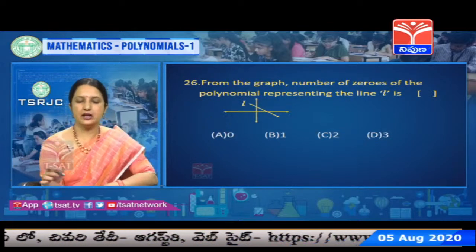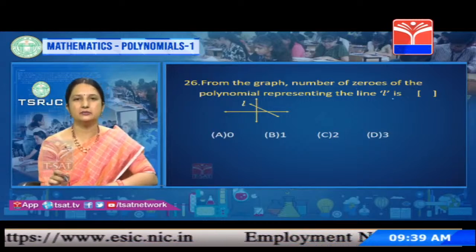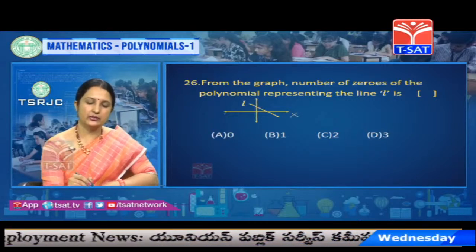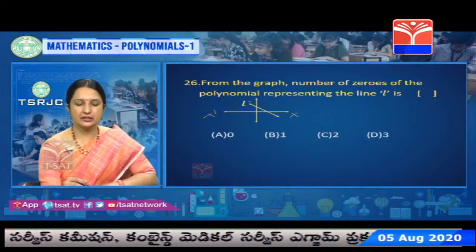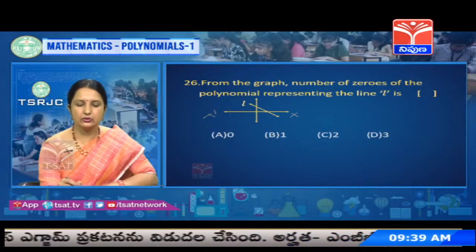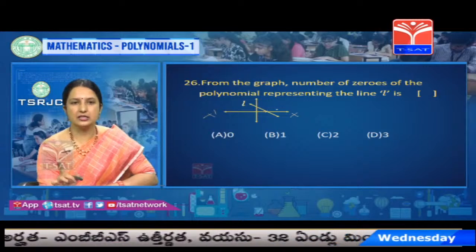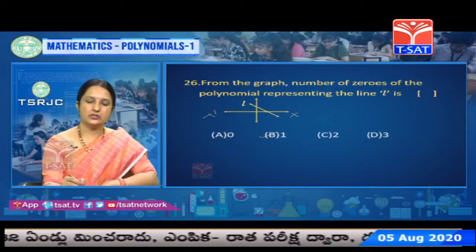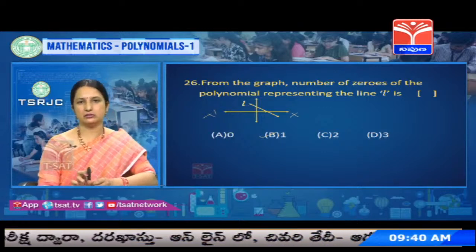Next, from the graph, the number of zeros of the polynomial representing the line L. You have to observe only the x-axis. Where is it intersecting? The line L is intersecting the x-axis at only one point. So it contains 1 zero. So option B is the correct one. If you write 2, then it will go wrong.